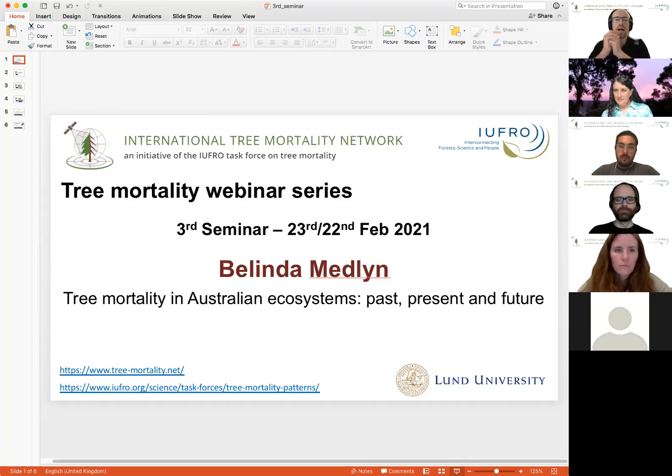We come out of the IUFRO task force on tree mortality, and then the International Tree Mortality Network sits within that. You can see here the group of core people. It's sitting in the middle of the initiative, but it's much more than that. It's a community supported by a scientific advisory board.